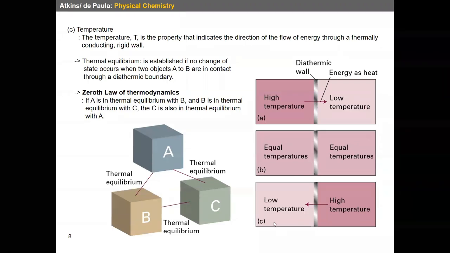Anyway, there is a law, which is the Zeroth Law of Thermodynamics. So what is the Zeroth Law? If substance A is in equilibrium with substance B, and B is in equilibrium with substance C, then A and C will also be in thermal equilibrium. So this is the Zeroth Law.